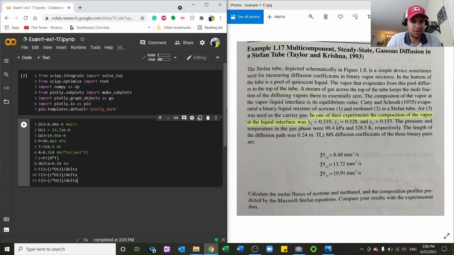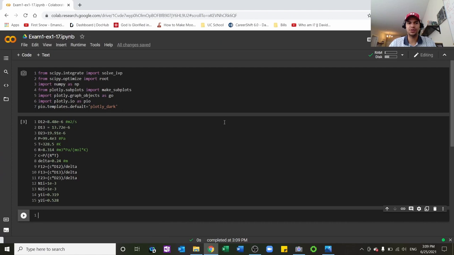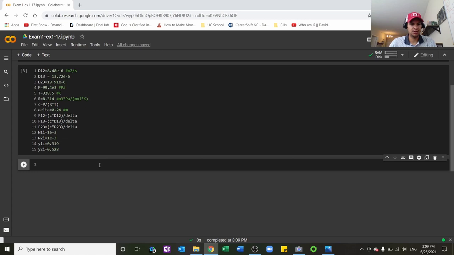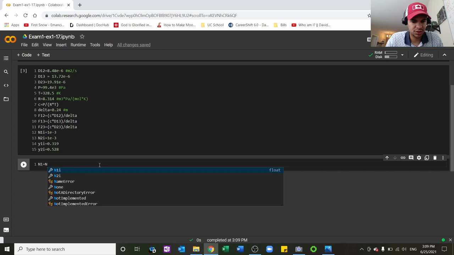Now that we have all of those set, we can input also our initial guesses for the molar flux from the problem on the whiteboard. We said that that would be 10 to the negative 3, and then it also gives us our initial values for the mole fractions of acetone and methanol, 0.319 and 0.528. Now that we have defined our parameters, we can move on to the calculation portion of this code. So what we're first going to do is set N1 equal to the initial guess and N2 equal to the initial guess.